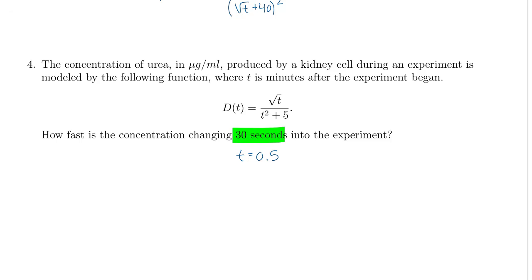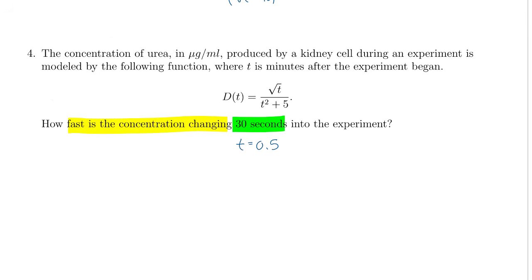Also, when you see this language, how fast is something changing, that's talking about the derivative. The thing in this case is the concentration, which is this function D of t. How fast is that changing is talking about D prime of t. And how fast is it changing at a particular time is D prime of 0.5. So there's a little bit of unpacking that we have to do in order to understand what the problem is actually asking us for. From here, the problem is strictly procedural because we can just apply that quotient rule.